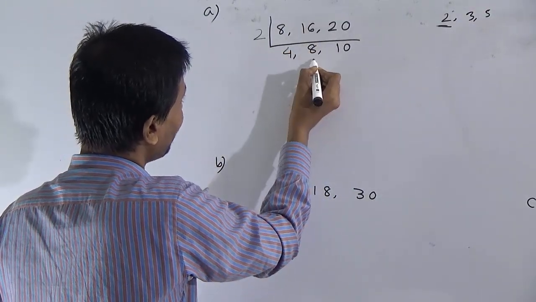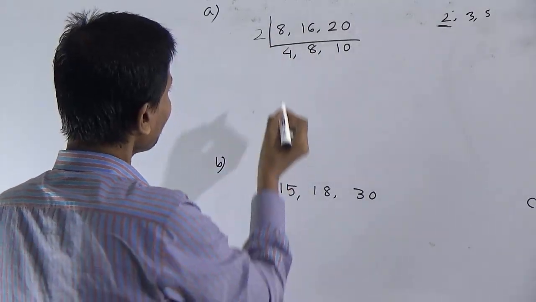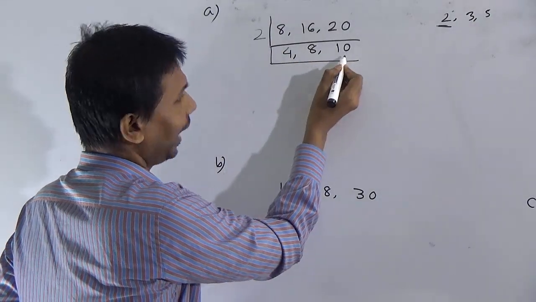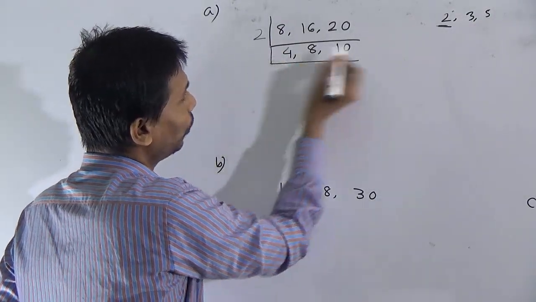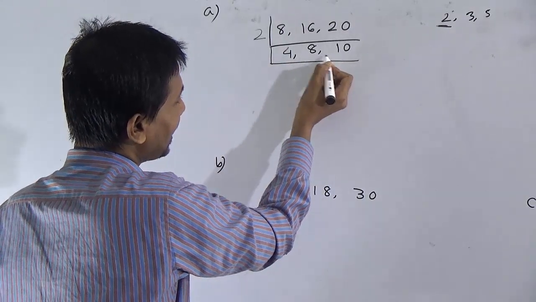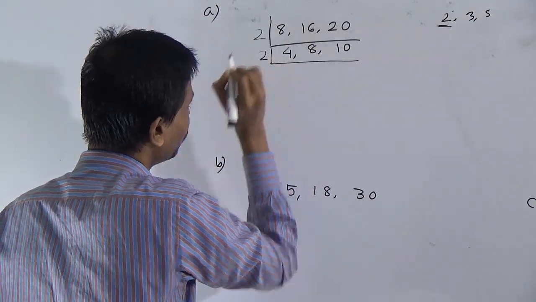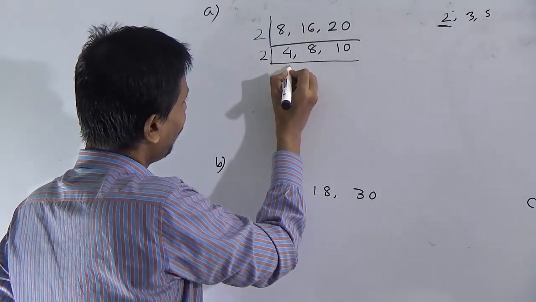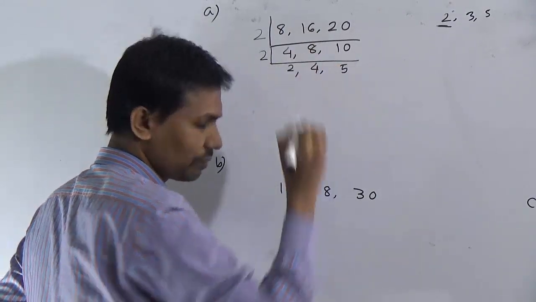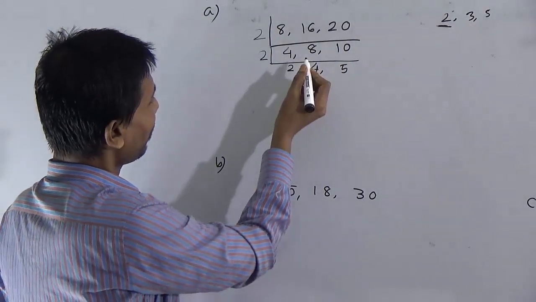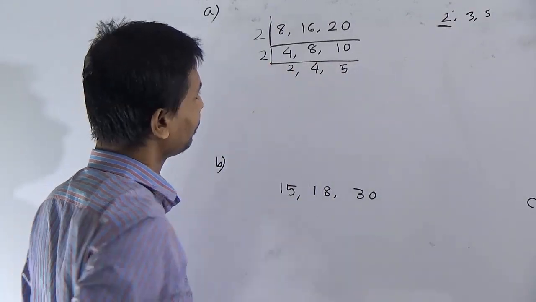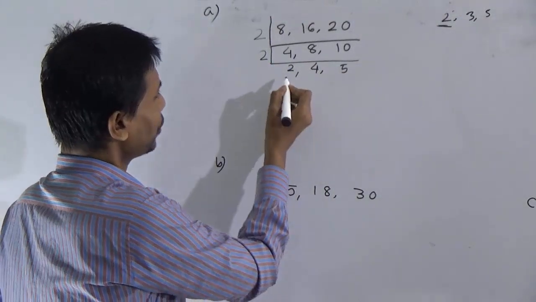Similarly, 16 divided by 2 gives 8. Now again look: 4, 8 and 10. All the numbers are divisible by 2, because these are even numbers. So you again select 2. Now divide 4 by 2, you get 2; divide 8 by 2, you get 4; divide 10 by 2, you get 5. Now look, here are 2, 4 and 5.